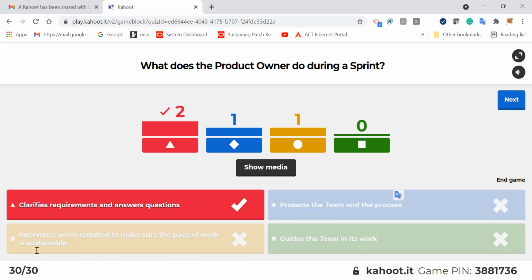And intervenes when required to make sure the pace of work is sustainable. No, he doesn't intervene, because the developers are supposed to manage their pace of work. Even if they're not doing all this, the Scrum Master helps them to do it. Even directly, the Scrum Master will not do anything, but he helps the team. For example, if they see velocity drastically reducing sprint by sprint, they discuss what kind of problems or challenges they're facing. But the product owner never interferes in their work, and he is not responsible for making sure the pace of work is sustainable, or whether it is going at different velocities. It's fine.